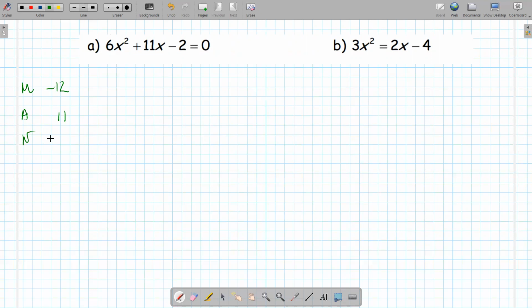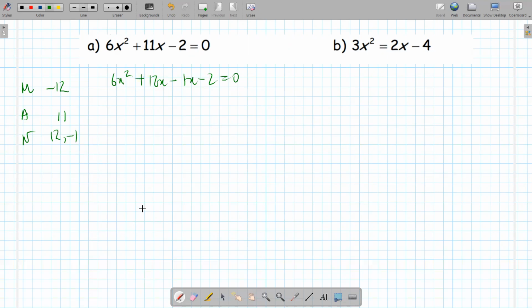Well, it can't be 6 and 2. It can't be, it's negative 12 and 1. No, 12 and negative 1. Yeah, there we go. So we're going to rewrite 11x as plus 12x minus 1x minus 2 equals 0. So it's 6x squared plus 12x minus 1x minus 2.